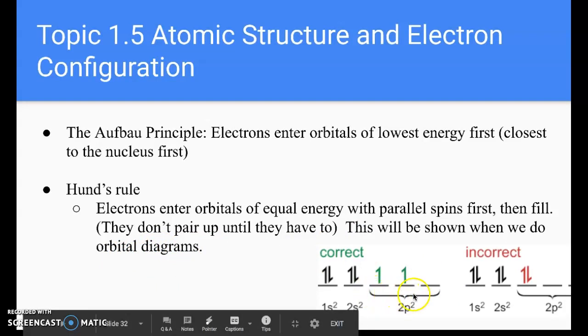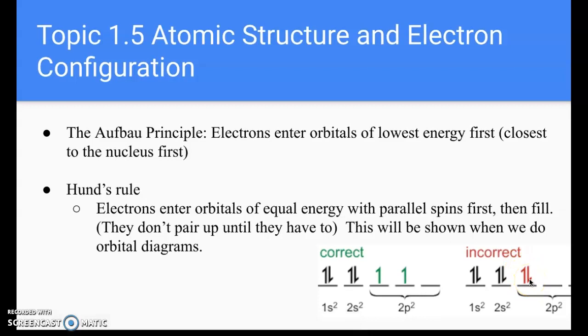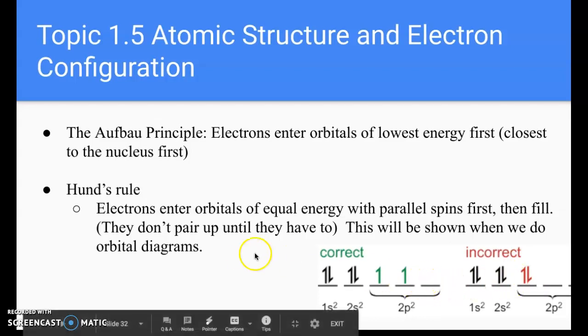Here's a 2p group of orbitals. These are equal energy orbitals. So the way this would fill up, you'd put 1 electron in this orbital, and you'd put your second electron in that orbital. These electrons don't pair up because they can spread out into other orbitals. This is how you would draw it the wrong way, pairing them up before you have to. So electrons don't pair up until they have to.